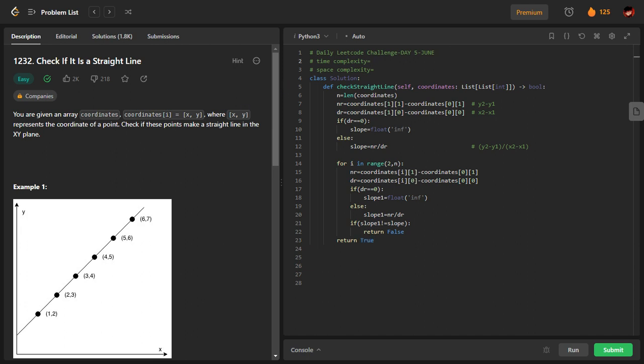If you talk about the time complexity, you can clearly see I am using a single for loop, so it's going to be O of n, because I'm just iterating once over all the elements of the array.